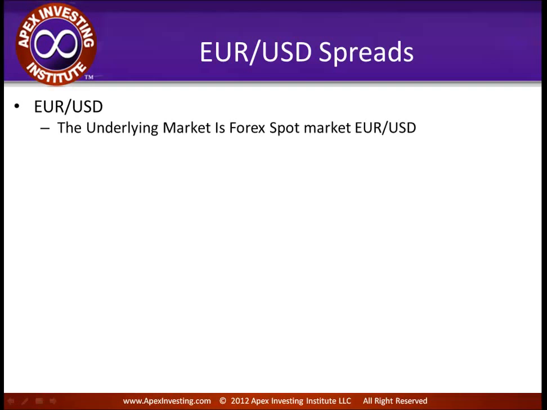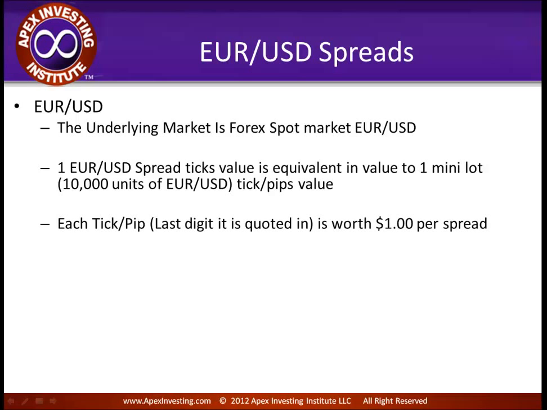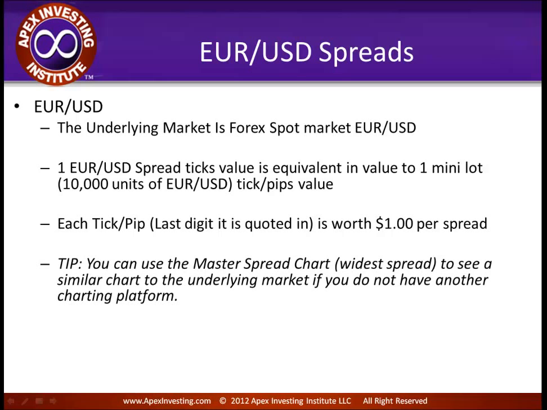On euro USD spreads, the underlying market is the spot market, or the euro USD. And 1 euro USD spread tick's value is equivalent in value to 1 mini lot, or 10,000 units of a euro USD. Each tick or pip, the last digit it's quoted in, is worth $1 per spread, just like on a mini lot. And if you don't have a spread chart for forex, a tip is that you can actually use the master spread chart.